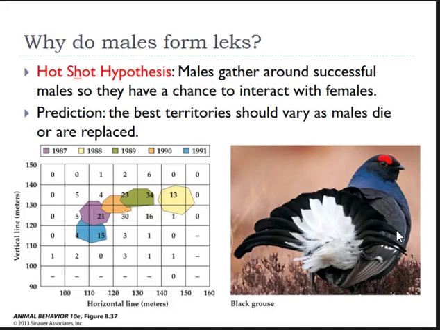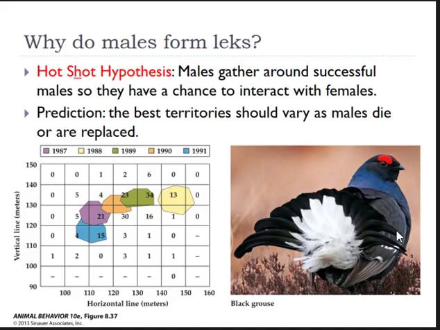Here's a study that was done in black grouse. So these are transects across space. This is a vertical line and a horizontal line in meters. So we're going 160 meters in each direction across this area where a lek exists. And the lek is always kind of in this one location. But what they're showing is that the males that get the most mates tend to be in different locations in different years. And so this is in support of the hot shot hypothesis, where the females are not going to a spot per se, they're going to a hot shot, a particular individual.